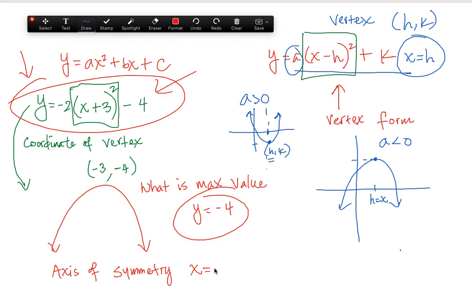So -3. Exactly. What does x equals a number, what kind of a graph is that? If you graphed x equals a number, what graph is it going to look like? A vertical line. Exactly. So if you go to x equals -3 here and draw it, it's going to be the axis of symmetry, because it's the vertical line that will divide the quadratic exactly in half, mirroring the left side of the quadratic and the right side of the quadratic.